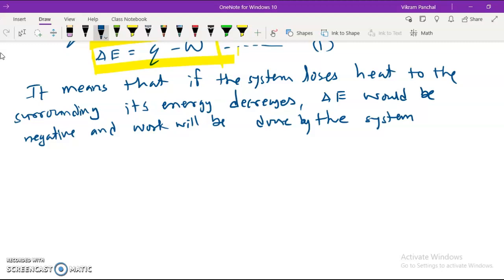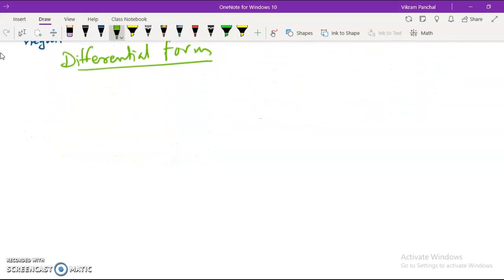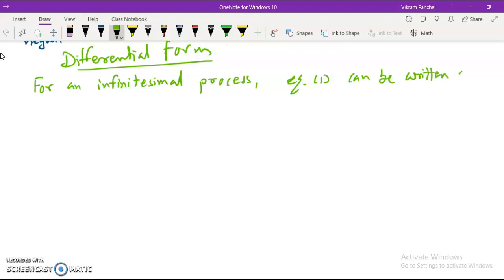Now we will see the differential form. So according to the differential form, for an infinitesimal process, equation 1 can be written as, instead of delta we use differentiation, dE is equal to d cut q minus d cut w, or we write del q, the partial differential, minus del w. This is equation number 2. Okay, now we'll see two different cases.